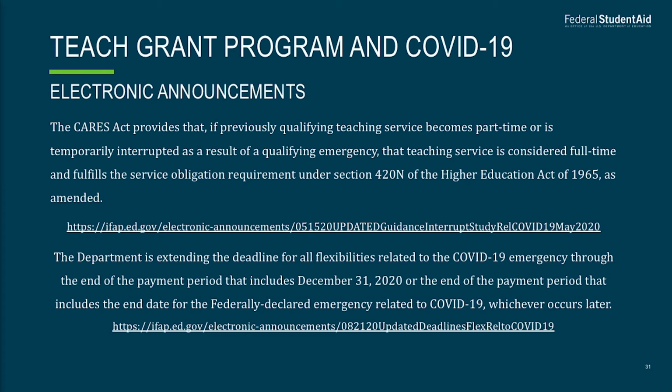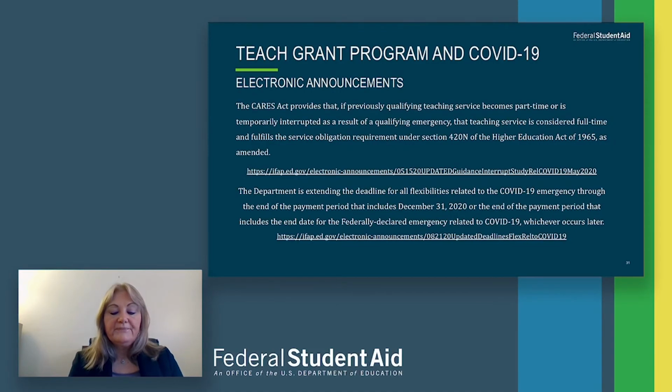In addition, the department is extending the deadline for all flexibilities related to the COVID-19 emergency through the end of the payment period that includes December 31 of 2020 or at the end of the payment period that includes the end date for the federally declared emergency related to COVID-19, whichever occurs later.